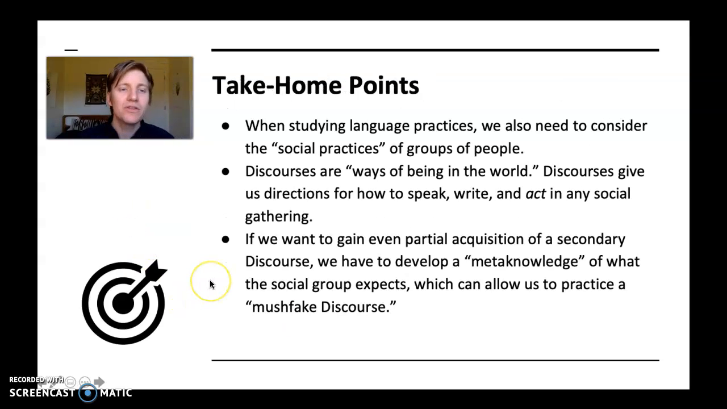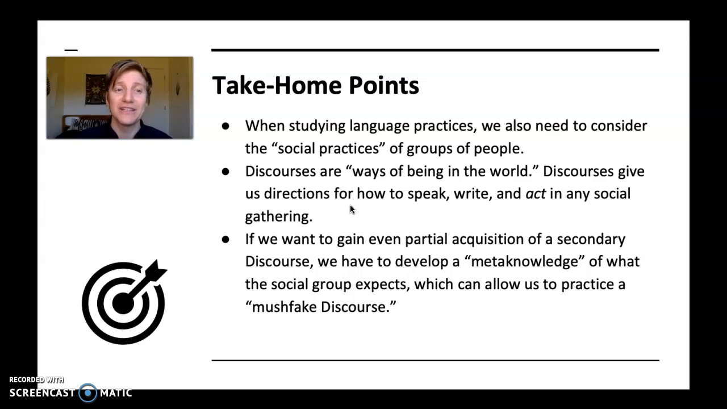So here are the takeaways from G's reading. Above and beyond, he says, when we study language, we also need to pay attention to the social practices because language is inherently social. All these ideas of identity, membership, exclusion, enculturation, right? Discourses are also ways of being in the world. Discourses give us directions for how to speak, how to write, and more importantly, how to act or think or believe or dress in social gatherings.